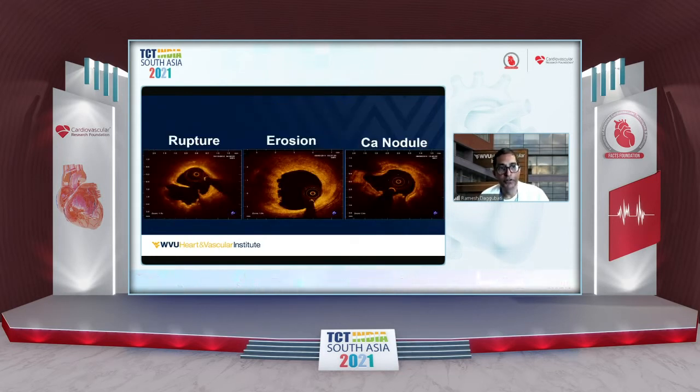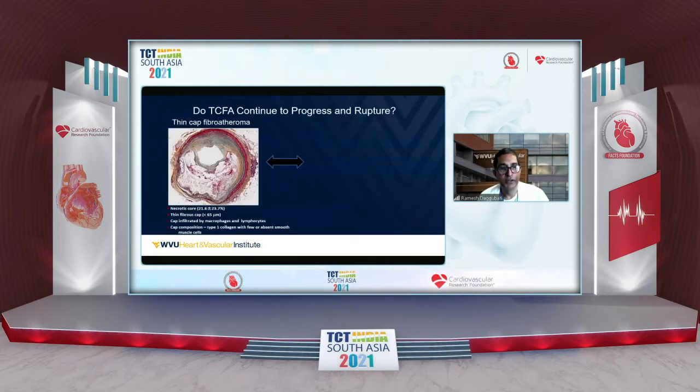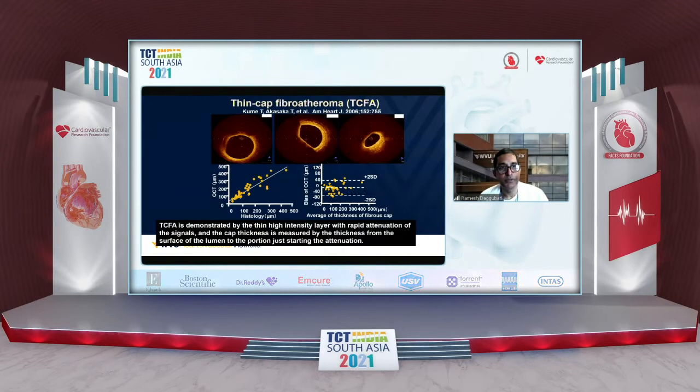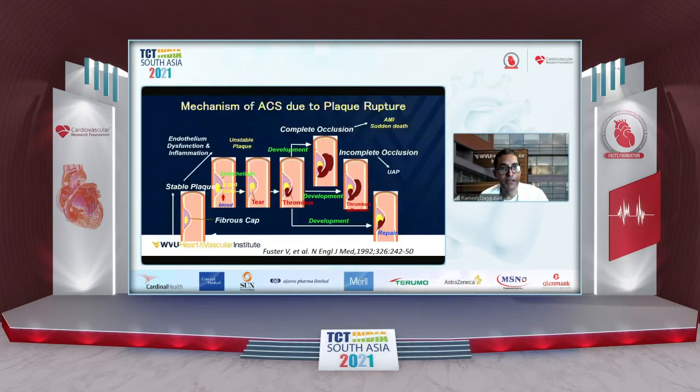So OCT might appear to give a better picture, and we can easily identify thin cap fibroatheromas. Usually thin cap fibroatheromas are anything less than 65 microns, with a necrotic core, and the cap may be infiltrated by macrophages and lymphocytes, and obviously type 1 collagen. So on OCT, this is how a thin cap fibroatheroma might appear, where you can see that very clearly. But how does it appear on IVUS?